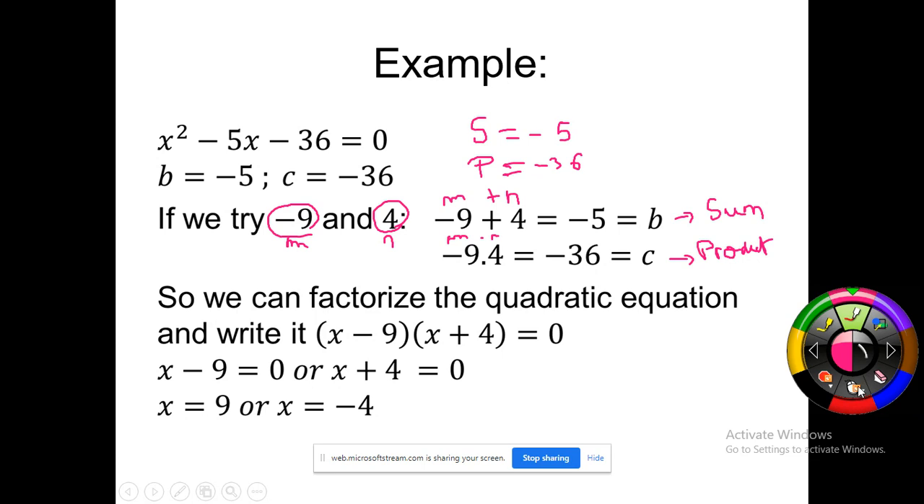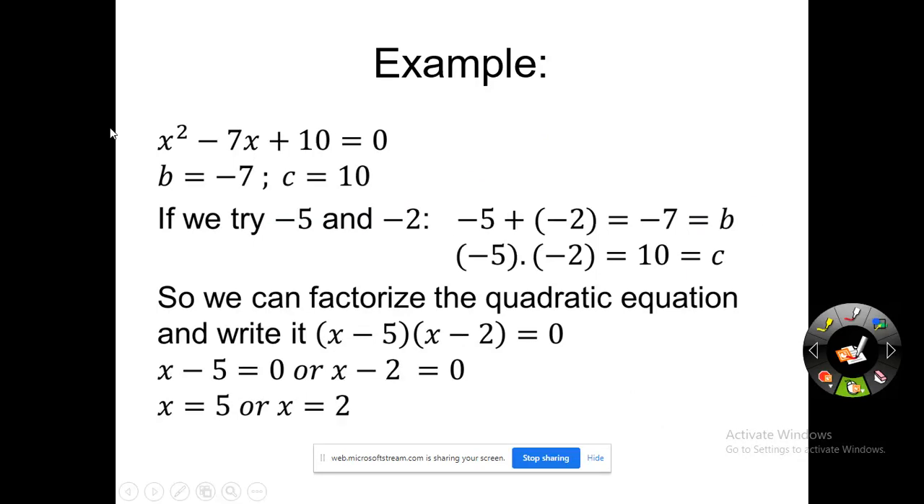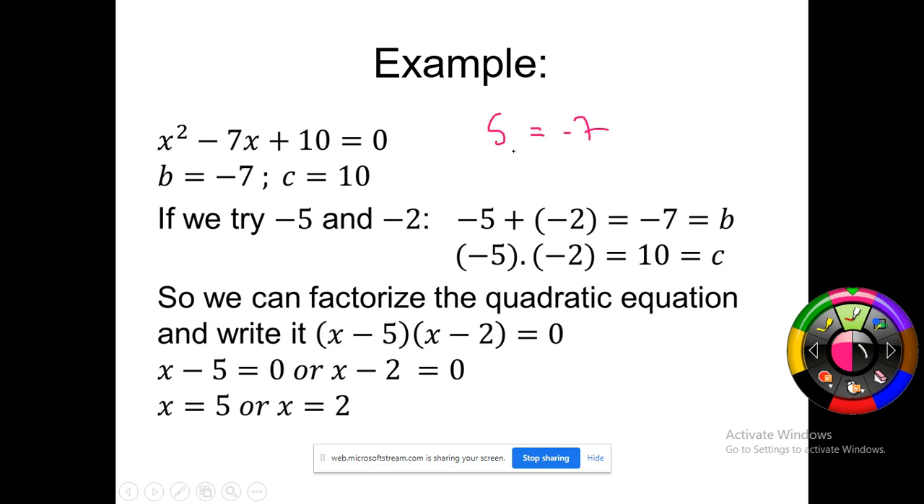I'm going to do more examples, guys. Another example: x squared minus 7x plus 10 equals 0. Again, sometimes it's impossible; it's not possible all the time. Can I find two numbers that give me the sum minus 7 and the product 10? It's very easy to think about p first. Which two numbers, if I multiply, give me 10? 5 times 2, or for example 10 times 1. But 10 times 1, if I add them, will not give me minus 7.